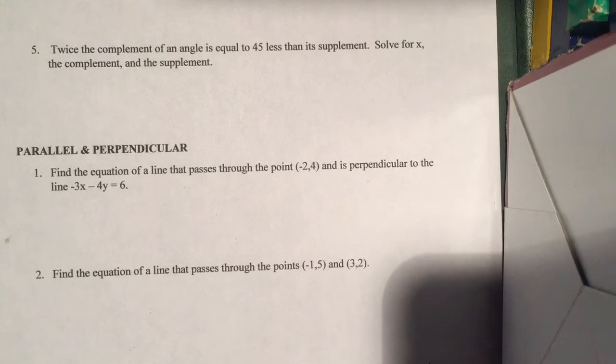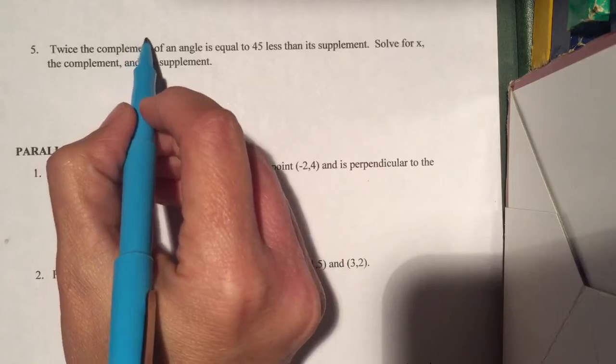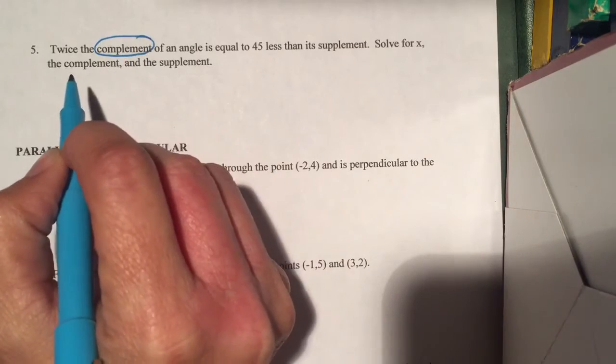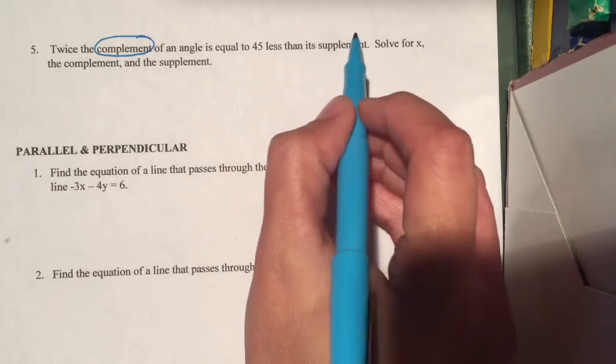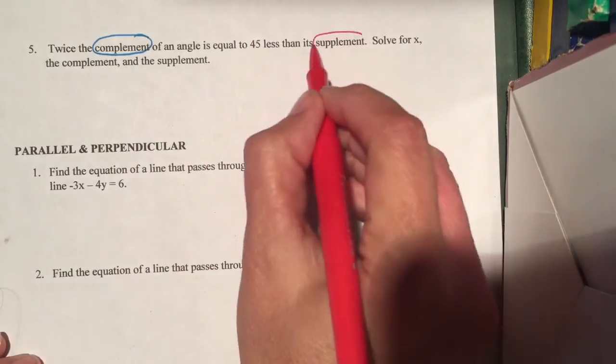So now we're looking at the fifth question on the special angle pairs, which is the word problem for complementary and supplementary. Now remember, we talked about complementary. So you've got complement, which means 90, and you've got supplement, which means 180.